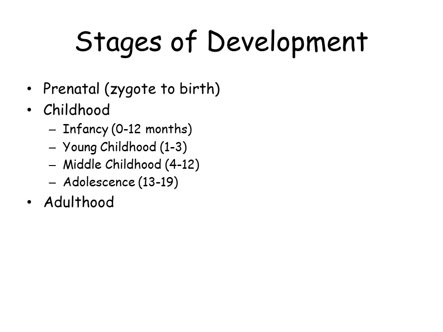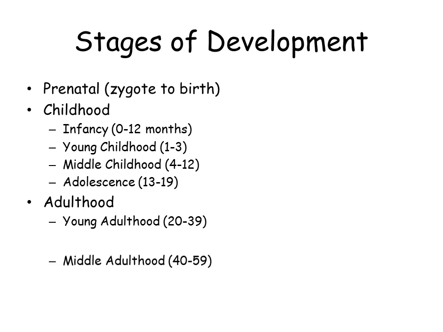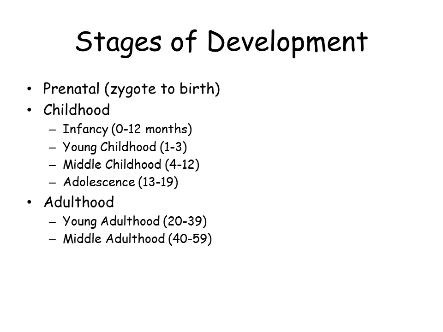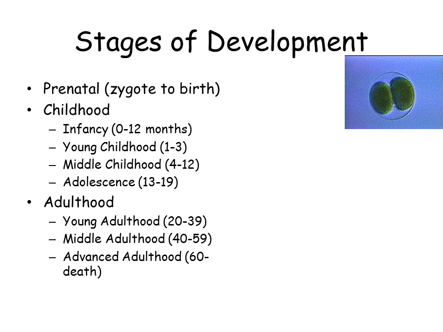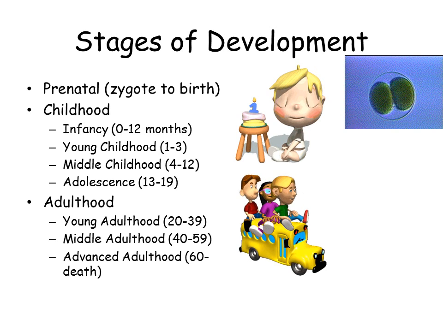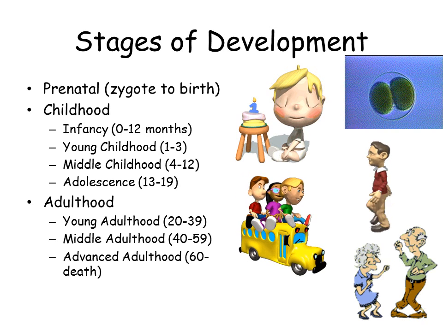And then we're going to talk about adulthood. Young adulthood, 20 to 39. Middle adulthood, 40 to 59. And this actually used to be pretty much where it ended. 100 years ago, most people didn't live past 60 or 65. But now we have advanced adulthood, which is 60 until death. And a lot of people are living comfortably into their 70s, 80s, and 90s. So from zygote all the way on up.